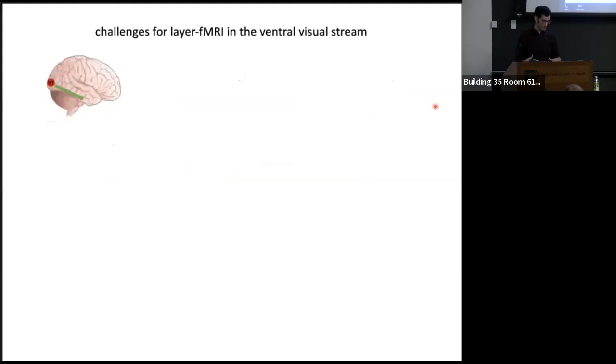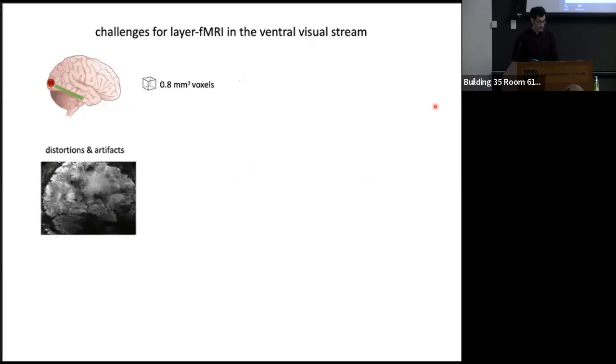So the first thing we have to do to develop this protocol is overcome some quite significant challenges for using layer fMRI in the ventral visual stream. Some of these problems are not specific to VASO or layer fMRI. It's just that high resolution EPI often results in some messy data. But with VASO, they tend to be particularly bad.